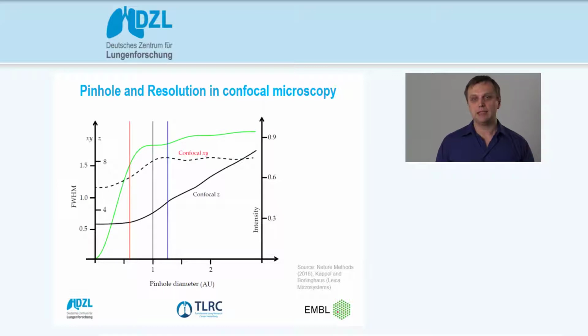Let's have a look at the dependencies of the resolution in X, Y, and Z on the pinhole size. The resolution in X, Y will depend on the pinhole size only when we use very small pinholes, which is never used in practice. However, resolution in Z will gradually decrease when we decrease the pinhole, and that's the major achievement of the confocal microscope. When we close the pinhole below 1 Airy unit, the intensity of the image will suddenly drop, so we always have to find a compromise between the size of the pinhole, improving our resolution, and getting enough photons to form a nice image.